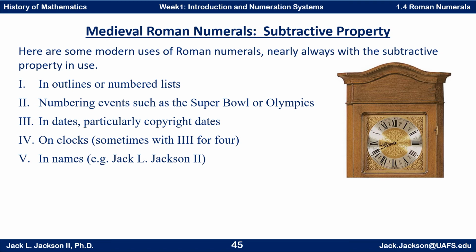However, there's an interesting thing that happens on clocks a lot of times, not always, but sometimes. Notice that the 4, look at this clock here, is IIII, not IV for 4. But yet, when we get to 9, it is IX. So they use the subtractive property for 9, but not for 4. I'm not sure why that is, but a lot of clocks are that way. You might also see an IV on a clock as well, but 4 I's is not uncommon there.